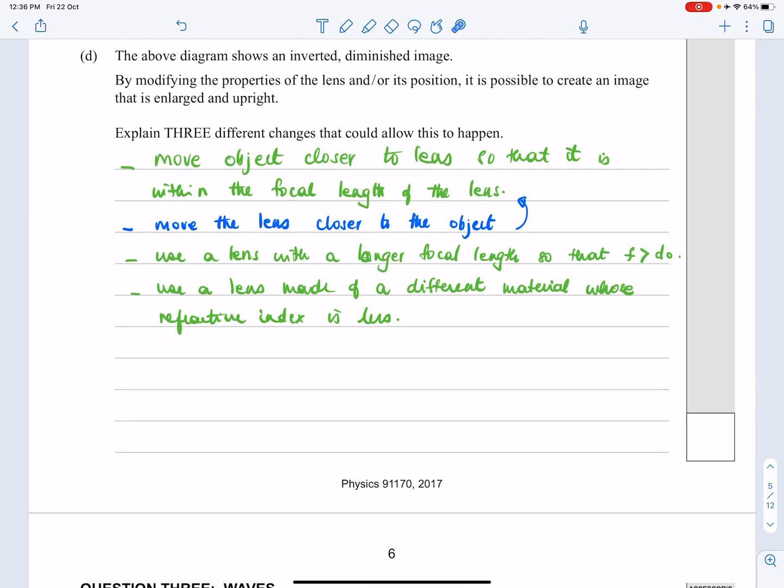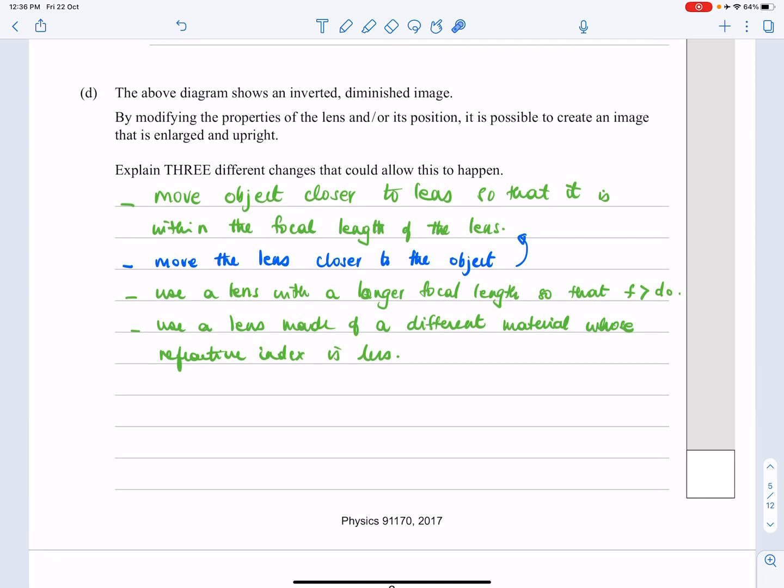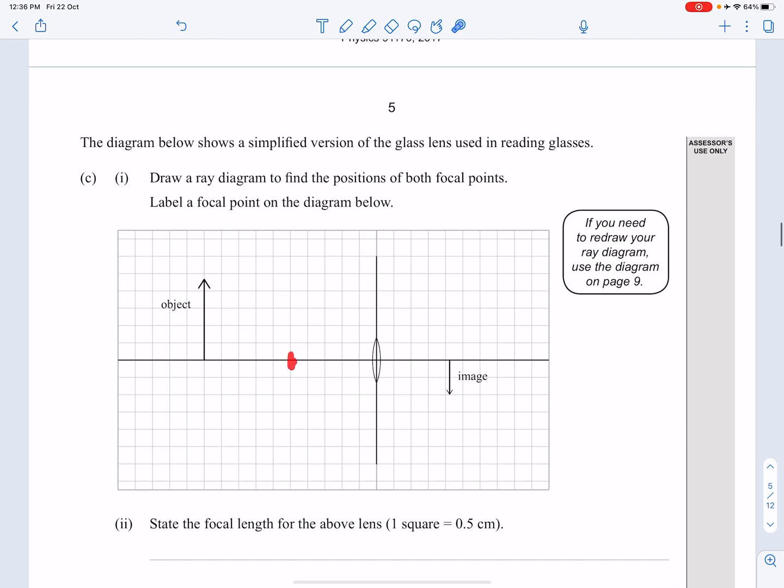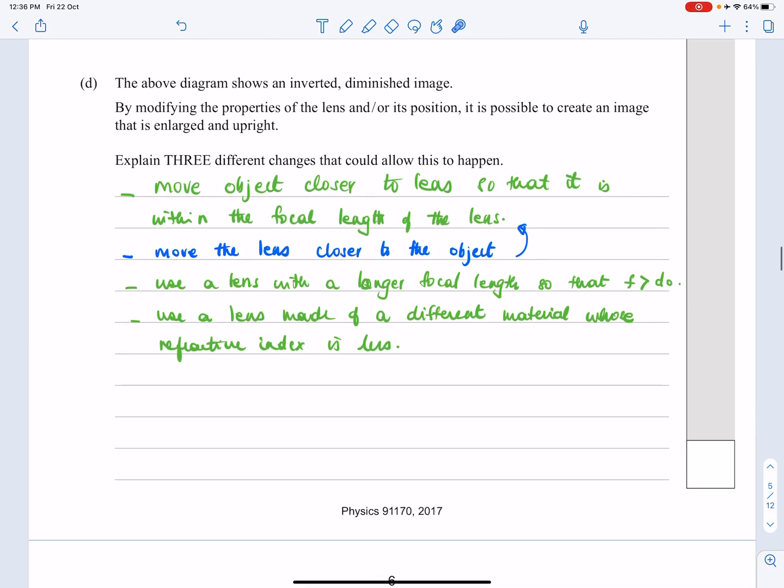So what did we do? A few things that can be done is move the object closer to the lens, or keep the object where it is but move the lens closer to the object. Why? If the focal length was here, then you want the object closer than the focal length. So you get your enlarged upright image when your object distance is less than the focal point. So you want a small object distance.